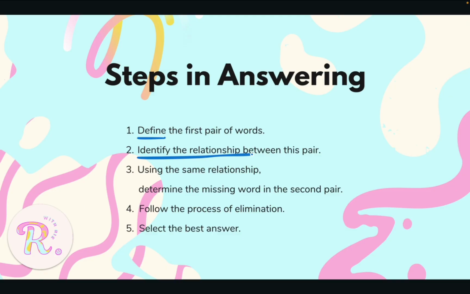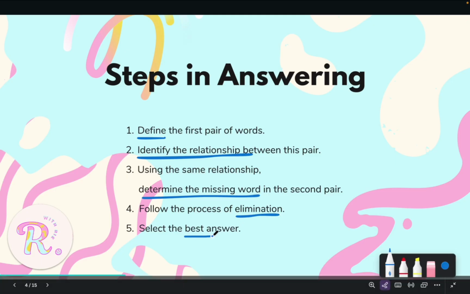And then next up, we use the same relationship to determine the missing word in the next pair. After that, we eliminate the wrong answers. So for example, the relationship is a synonym, and then in the choices, there are antonyms. So you already know that those are automatically cancelled. And then out of what is left, you choose the best answer.